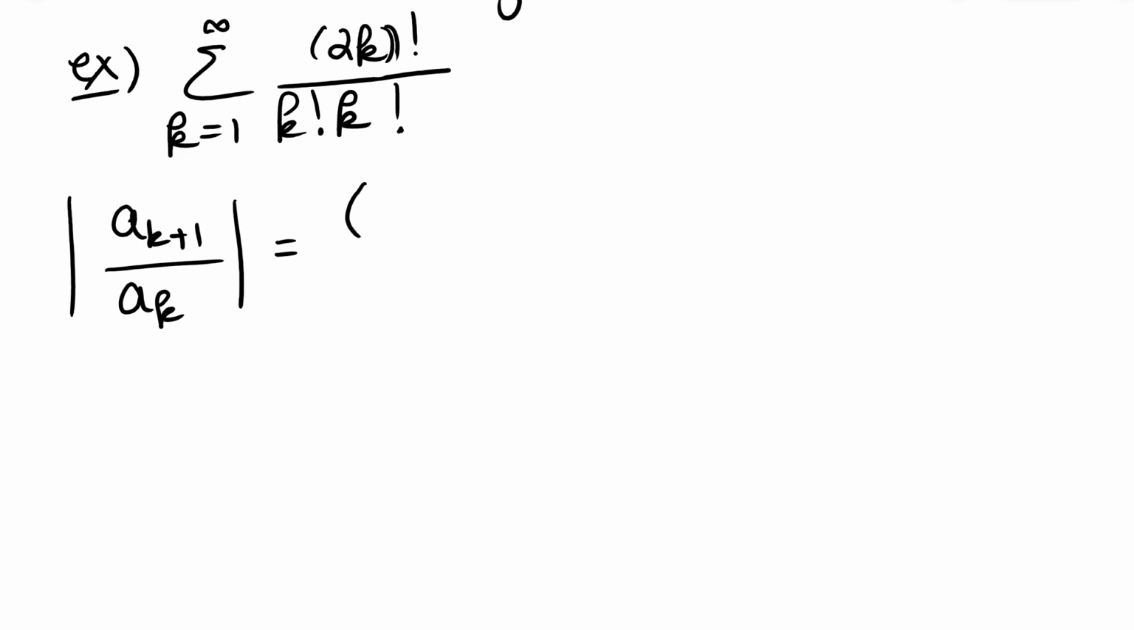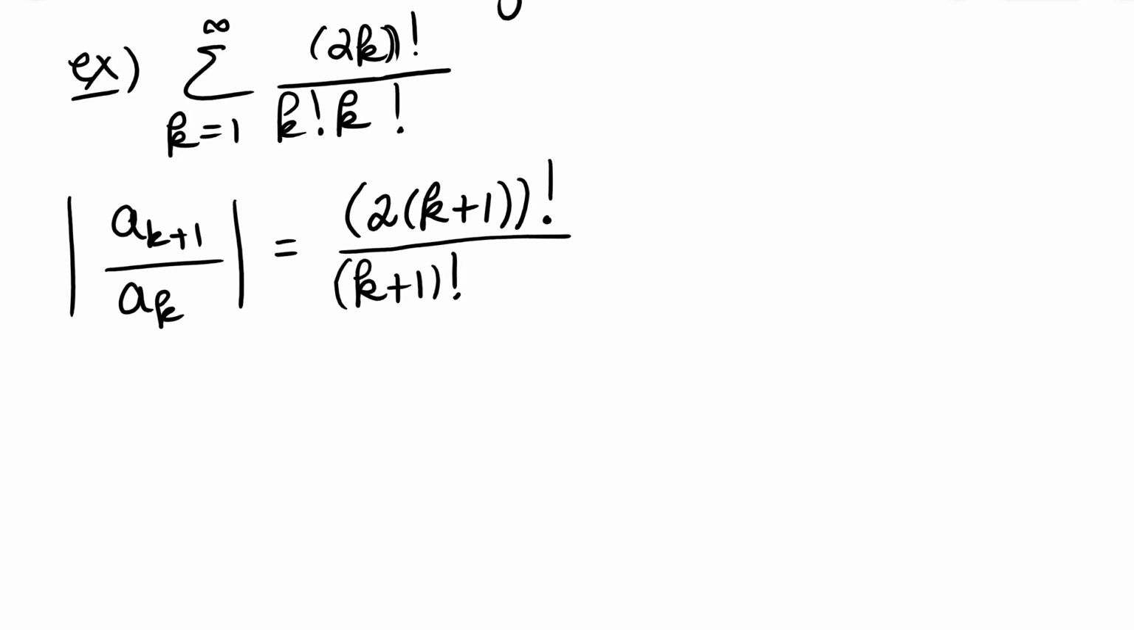So a sub k plus 1. So parentheses are important, people. Parentheses are important. That's all I'm going to say. That 2 is not just multiplying the k. The 2 is multiplying the k plus 1. Okay, so you must have it. Times, so that's my a sub k plus 1.